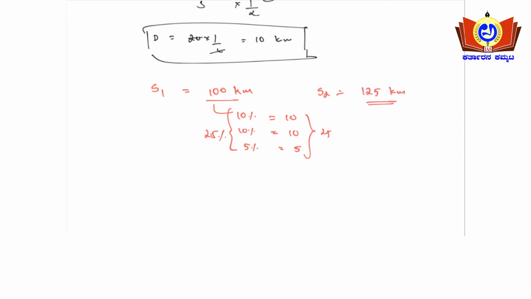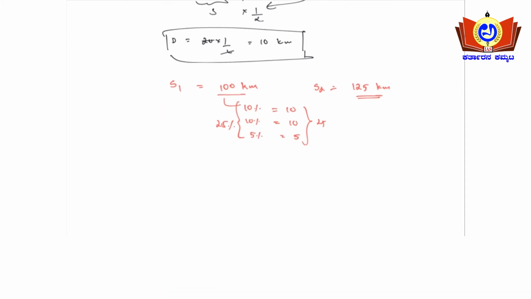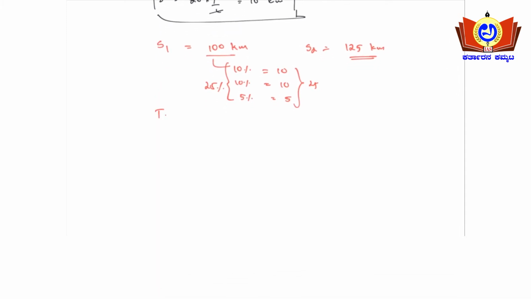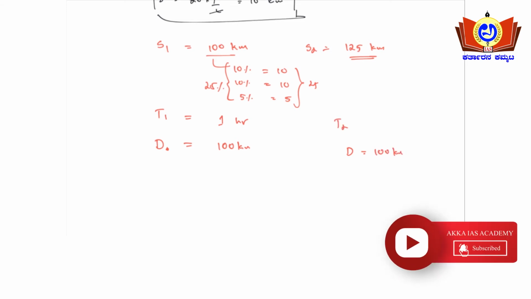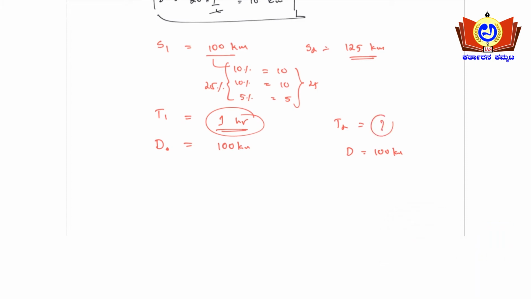Okay, so S1 and S2, the speed has been increased. If at all T1 will be 1 hour, just an assumption, and obviously the distance will be the same in both the cases. Distance will be 100 kilometers. Here also the distance will be 100 kilometers only. So T2 we need to find out. This is the case condition here.